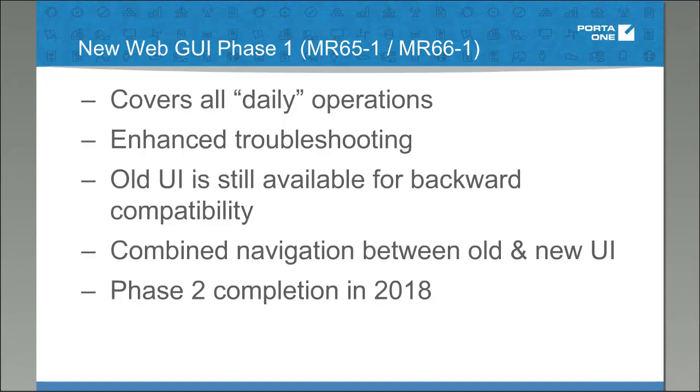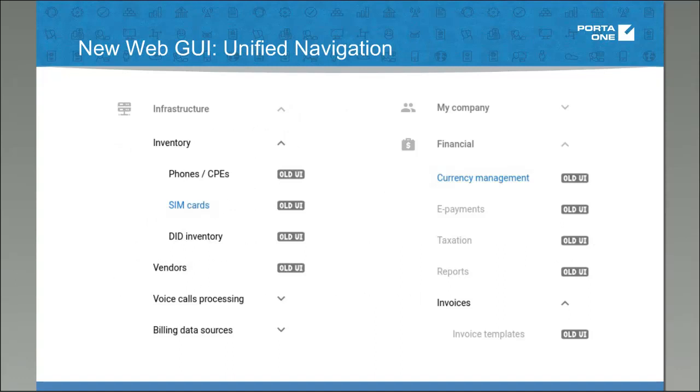But just to summarize, we have started the second phase already, basically to finish all the features of billing to be included on the new interface, and we plan to complete it next year. So let me show you a few examples. This is, for example, the navigation tree. You can see that there are various areas. So all items are grouped into those areas.